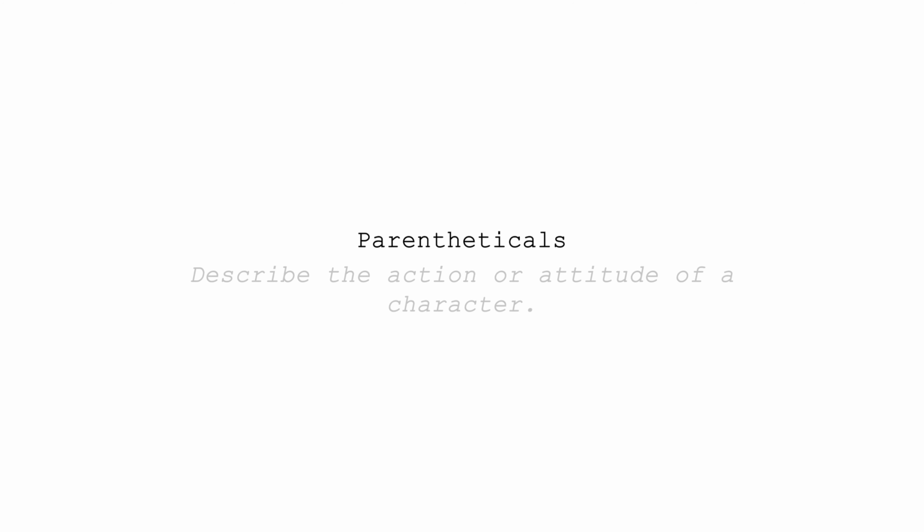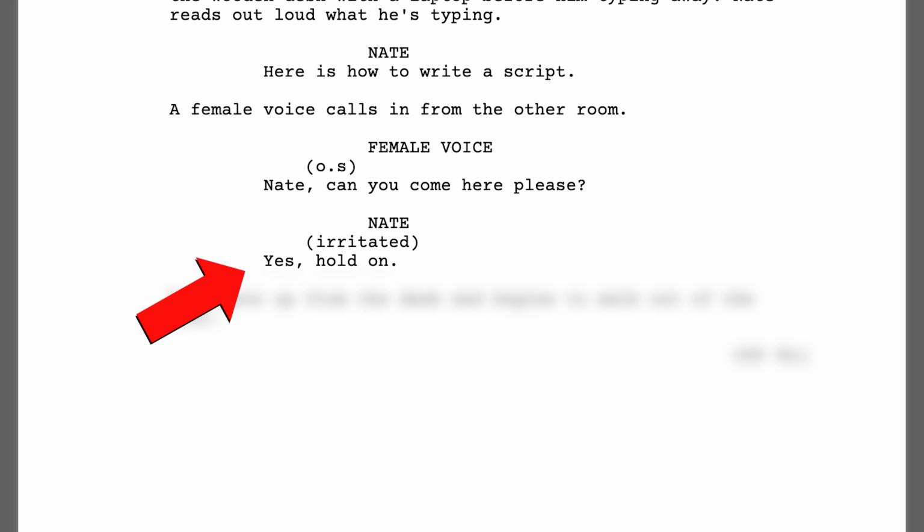or like a narrator. The second way to use a parenthetical is to describe the action or the attitude of a character. So for example, this character that I have here, Nate, is going to respond to the voice off camera as irritated. So this gives the reader a picture of what they can hear. So I'll write Nate, I'll write irritated, and then I write the response.